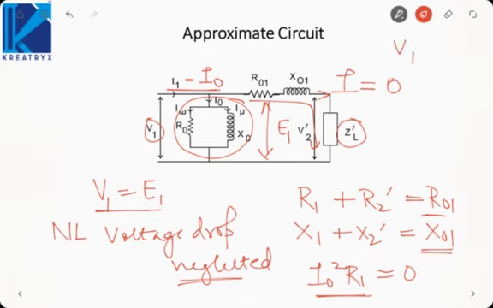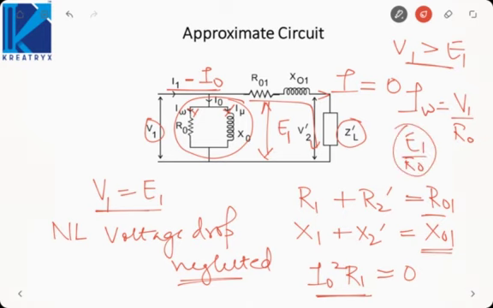Also, what we have is V1 will always be greater than E1. Why? Because of the voltage drop between V1 and E1. So we have shifted the shunt branch from E1 to V1. That is, we have shifted the shunt branch from a lower voltage to the higher voltage, due to which these currents will also increase. IW will increase and I mu will also increase, because IW is now V1 by R0. Earlier it was E1 by R0. So IW will increase because V1 is greater than E1. So IW will increase, which means more core losses. I mu will increase, which means more magnetizing current.